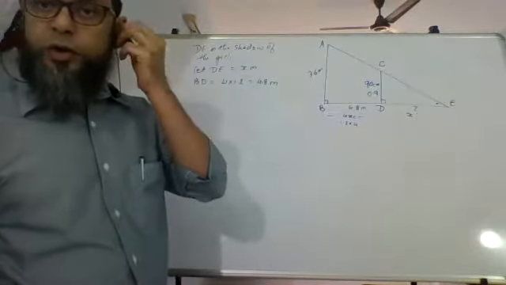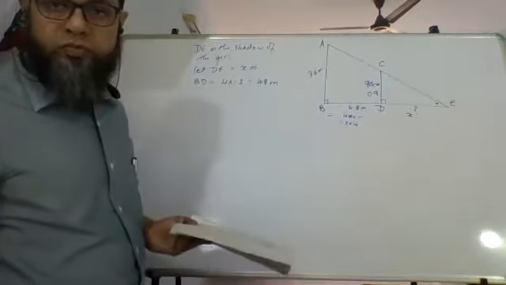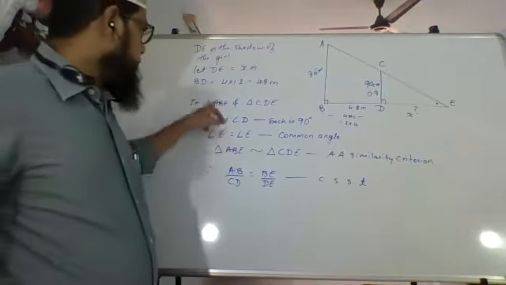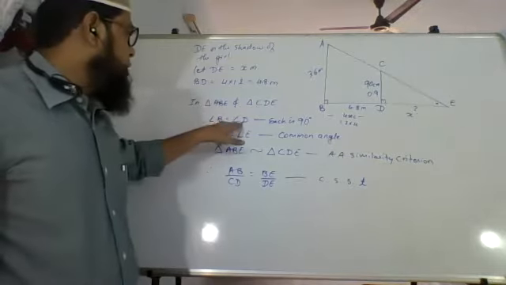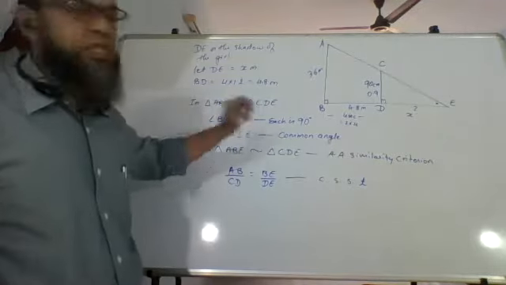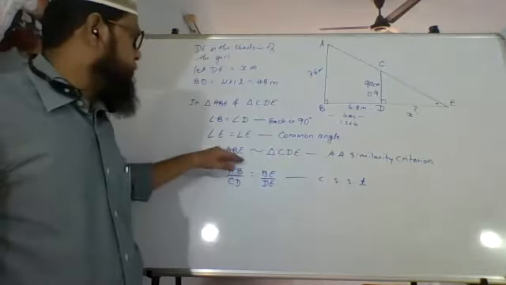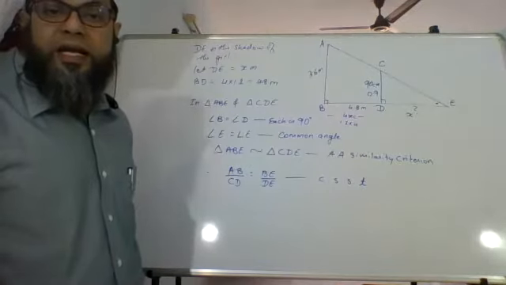So that is what we are going to write down. Please copy. Okay, so we say in triangle ABE and triangle CDE, angle B is equal to angle D. Why? Each is 90 degrees. And angle E is equal to angle E. That is a common angle. Therefore, the two triangles are similar by AA similarity criteria.